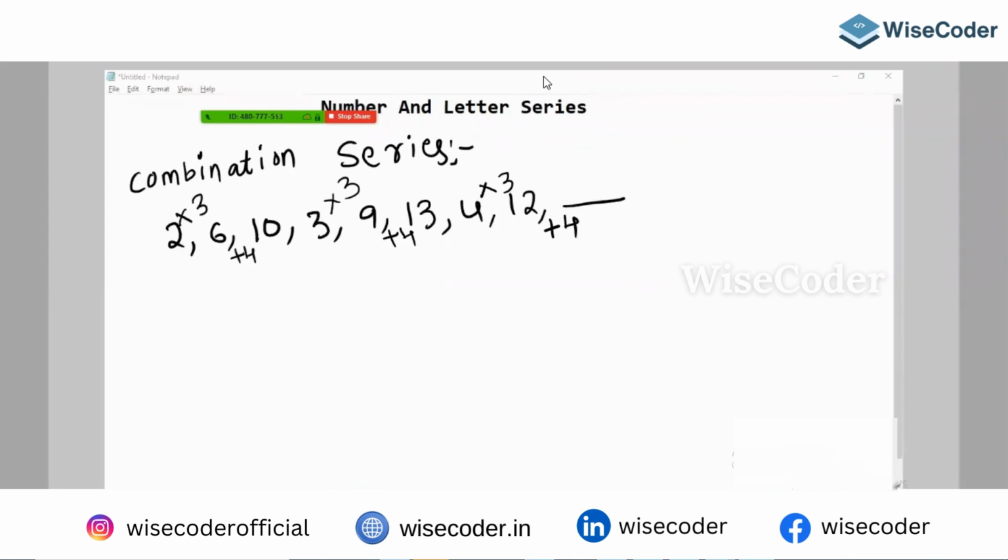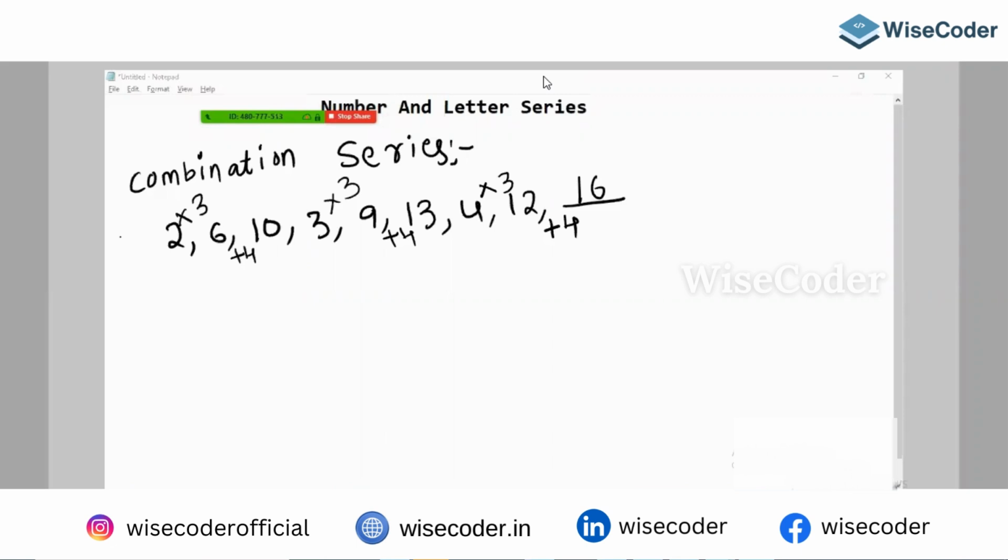So 12 plus 4 is what, guys? 16. It's a combination, and the combination is very, very important. One operation is multiplication. Another operation is what? Addition. That's how you can end your answer.